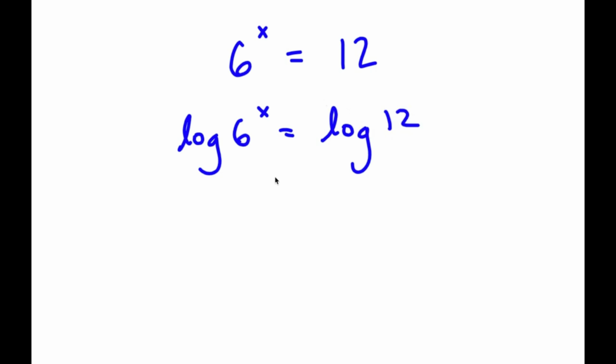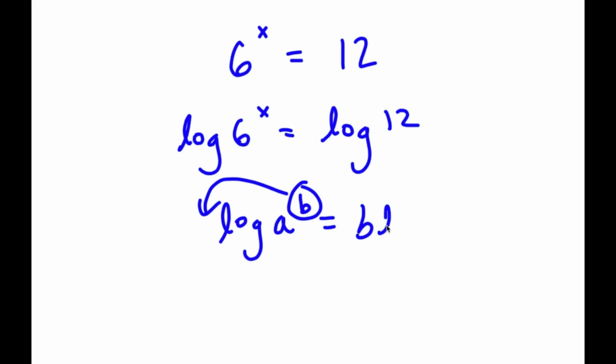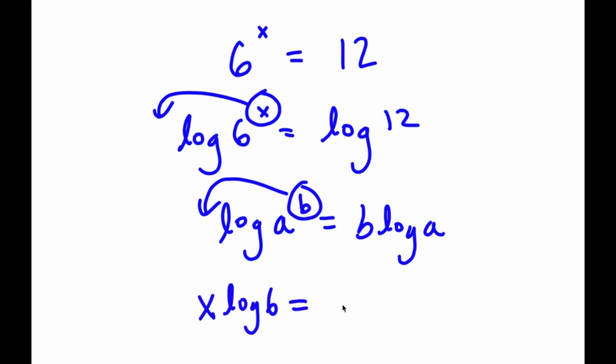Now if I have something in the form log a to the power of b, I can simply move this exponent b to the front. So this can equal b times log a. So in this case, log 6 to the power of x, I can move x to the front. So that's going to equal x times log 6, which is equal to log 12.